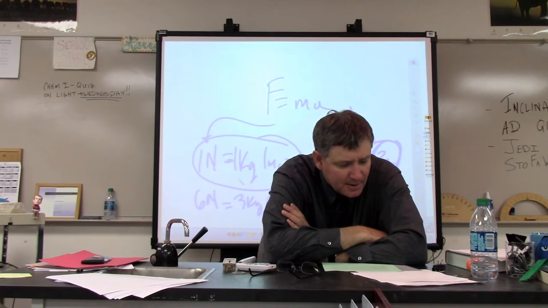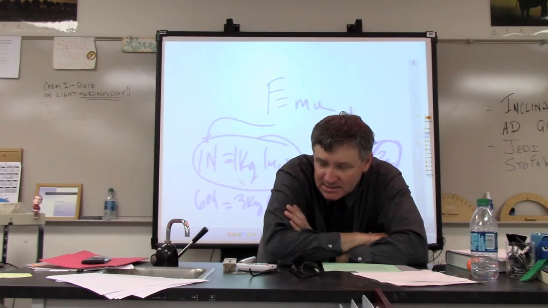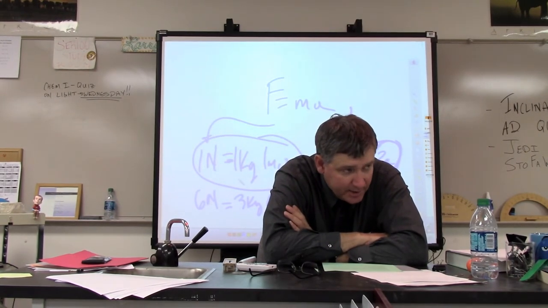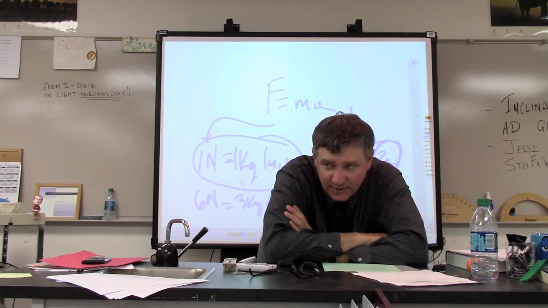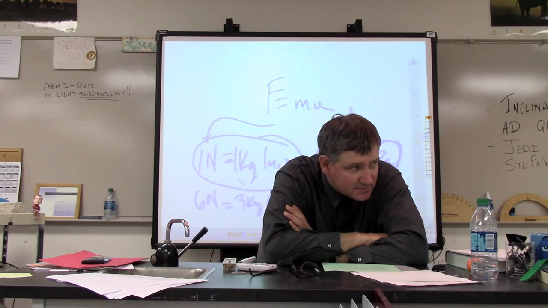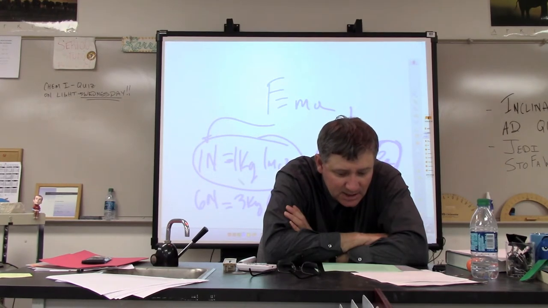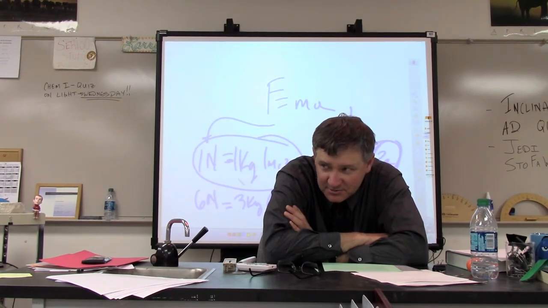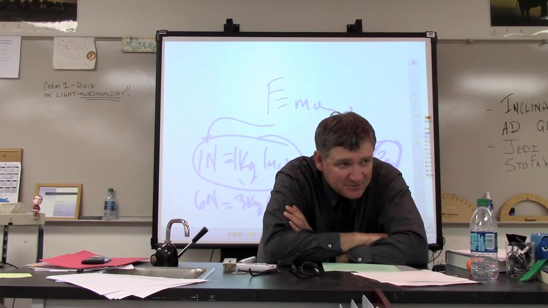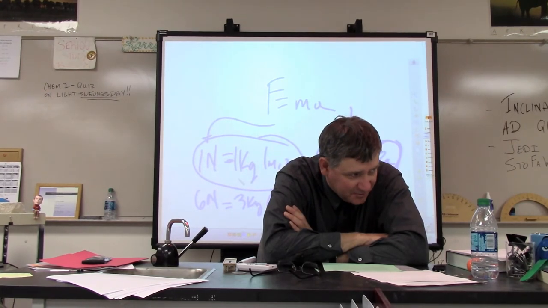Number six is the easiest question on the entire assignment. Do not make number six difficult. It is the easiest problem on the entire assignment. All you have to do is use F equals ma. Do not make it difficult.